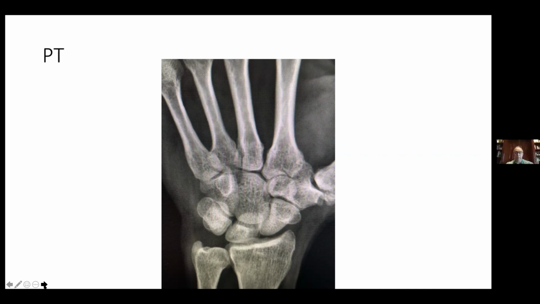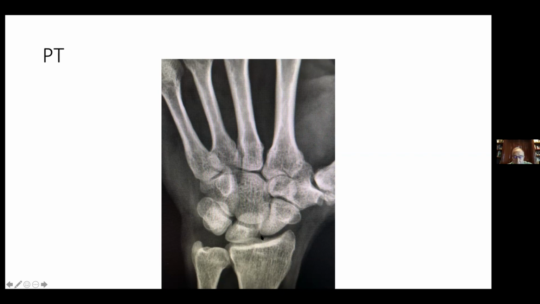Okay, well, the findings are subtle but distinct. I think what you see here is there actually is widening. If you look at the space here and look at the space here, you should have no more than 3 millimeters of space between the lunate and the scaphoid. So it's a subtle finding. This is not a really prominent one, but it's distinct.